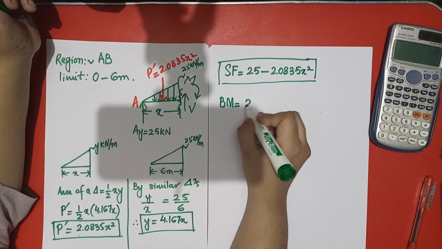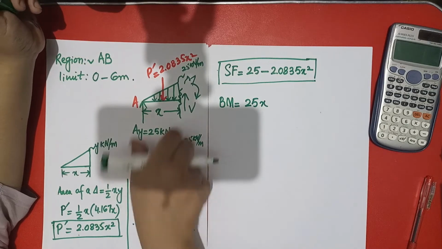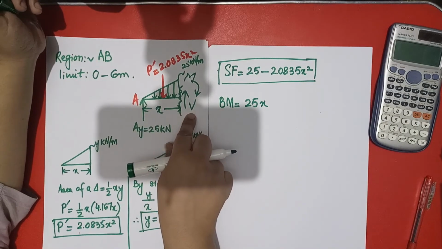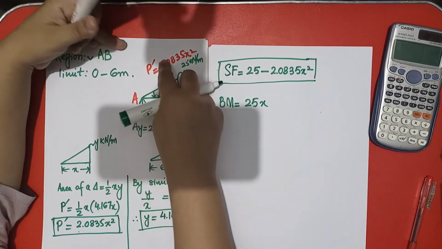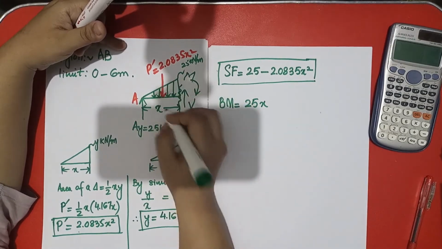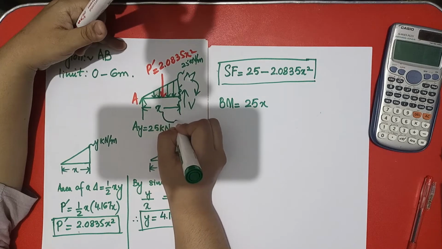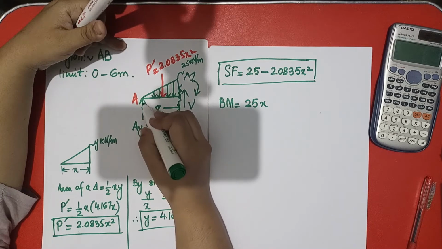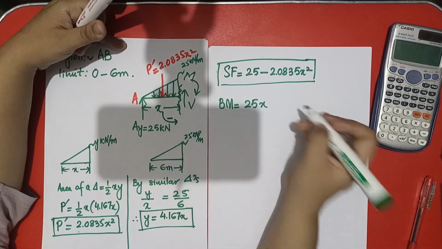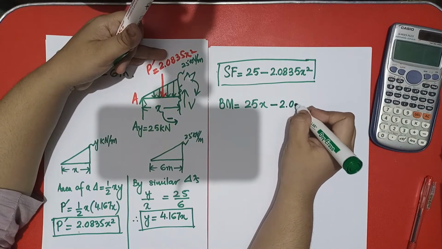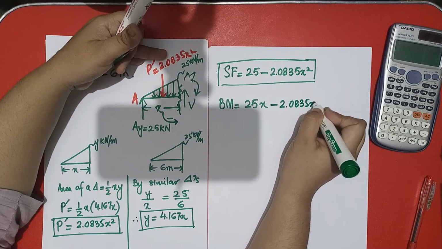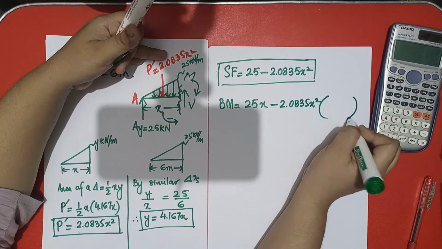So it will be 25 into x. The moment arm is x because we are summing up the moment over here. So 25 multiplied by x, and we are going to multiply this. Obviously this force will rotate towards here. So upward is positive and downward is negative, so it will be negative, and I can write it down. This is the load 2.0835 x square, but I need the moment arm as well.